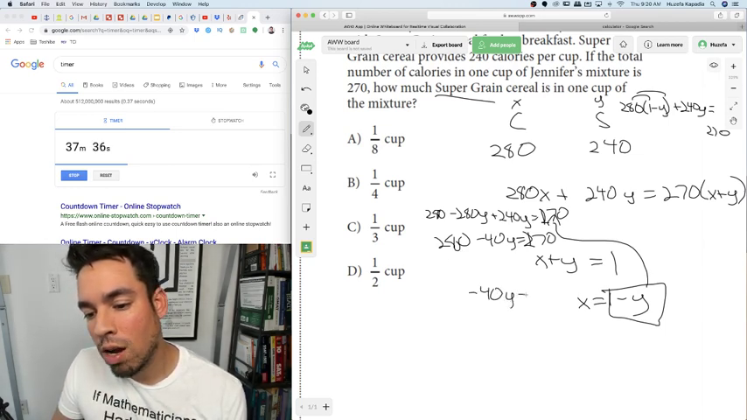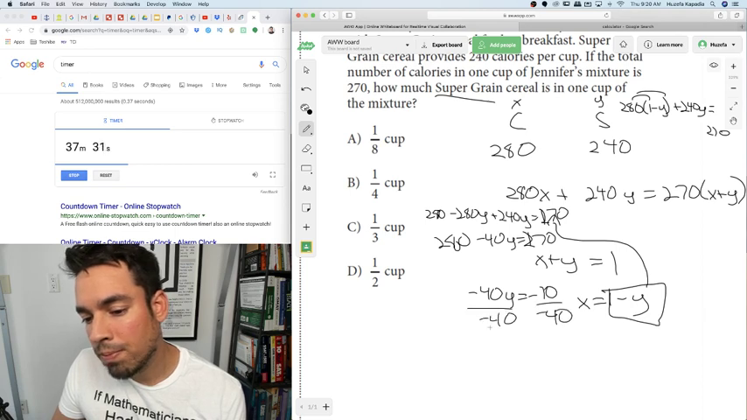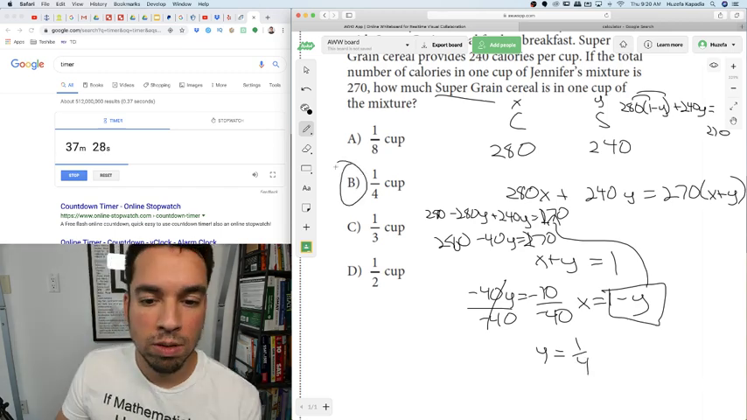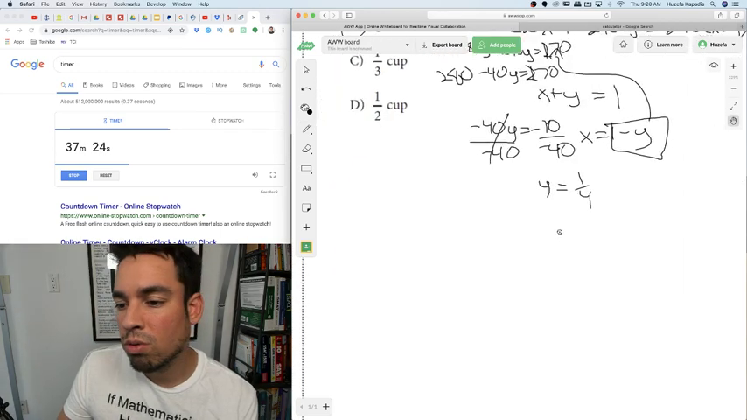I get negative 40y equals negative 10. Divide by negative 40. Divide by negative 40. And I get y equals 1/4 cup. 1/4 cup of that. And then the other one is probably 3/4. Okay.